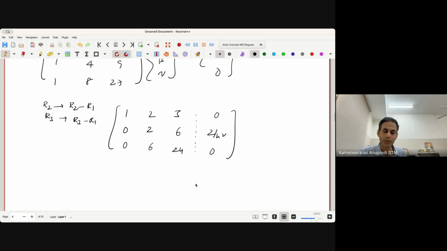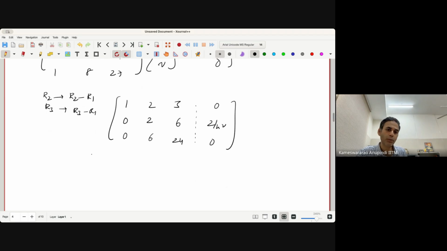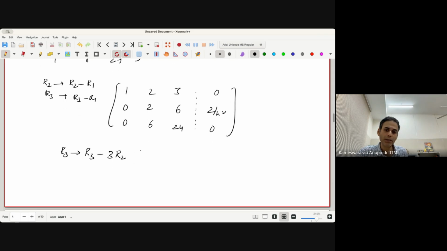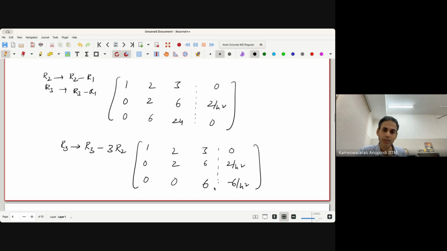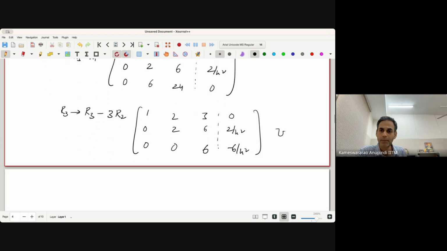Fine. So I quickly reduced it to upper triangular. I just need to do one more iteration. R2 is the pivot row, so I can say R3 tends to R3 minus 3 times R2. That's going to give me 1, 2, 3, 0, then 0, 2, 6, 2 by h square, then 0 minus 0, 6 minus 6, 0, 24 minus 18, that is 6, and 0 minus 6 by h square. So this is going to be minus 6 by h square. Now it is in upper triangular form.